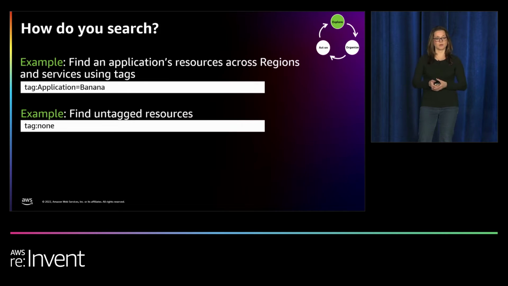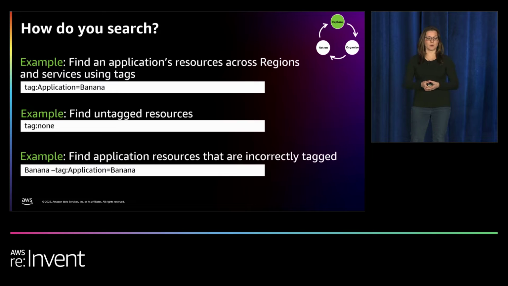My second example shows you how to find untagged resources. So tag : none. It will return all the untagged resources, and you can start tagging them appropriately to meet your compliance needs.